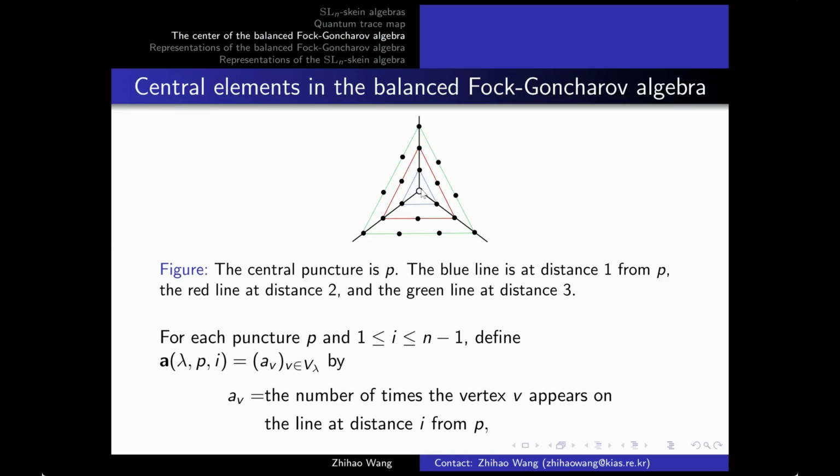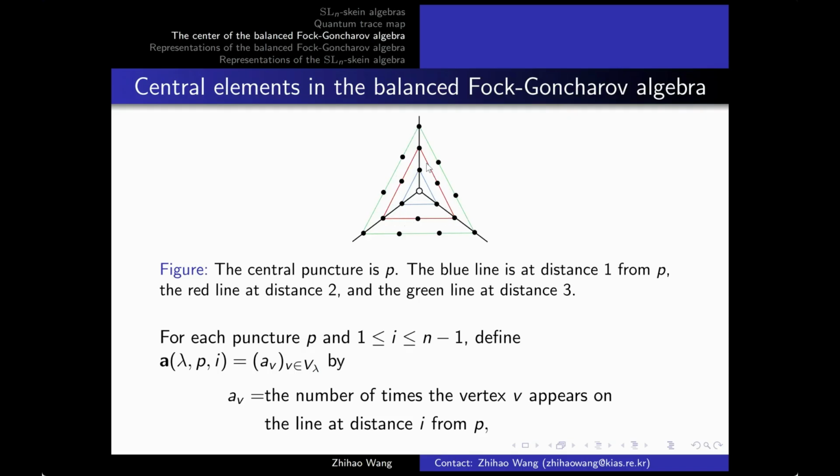Of course, this is just a picture for a special case. It is possible that you have more than 3 lines connecting to this puncture. The distance 1 line is this blue line. You can see why it is called the distance 1 line. The distance 2 line is the red line.